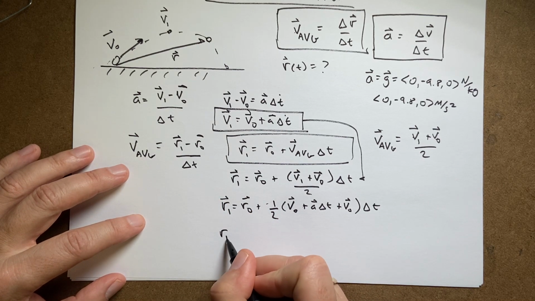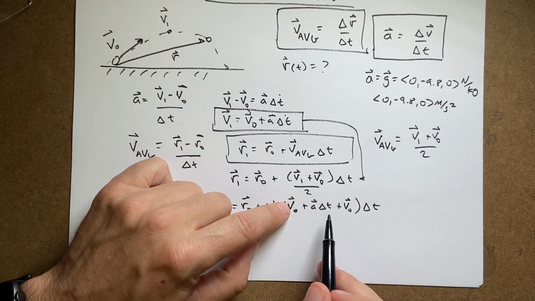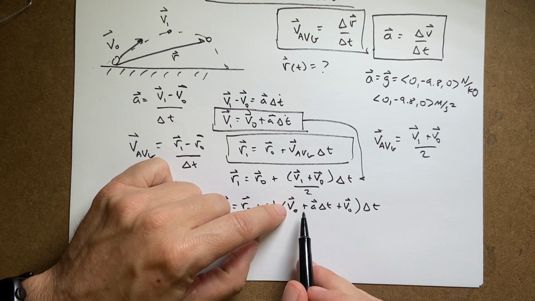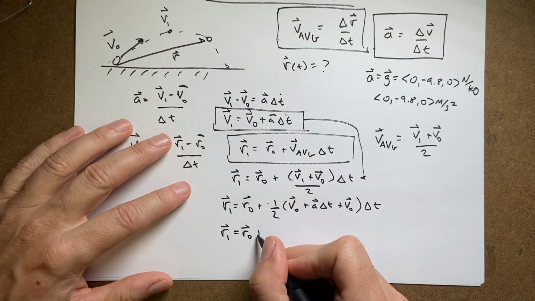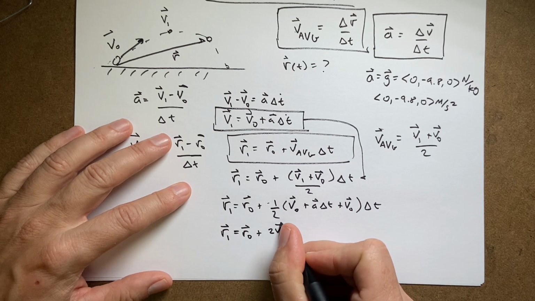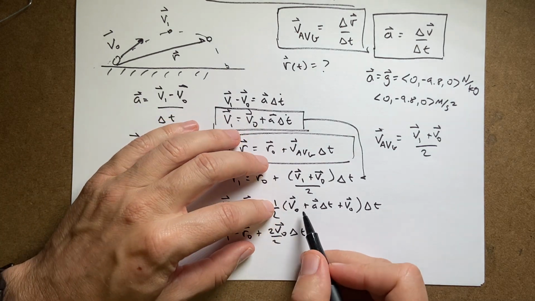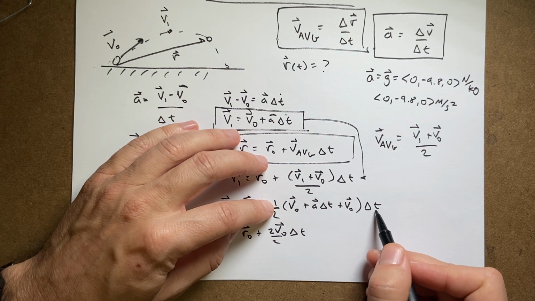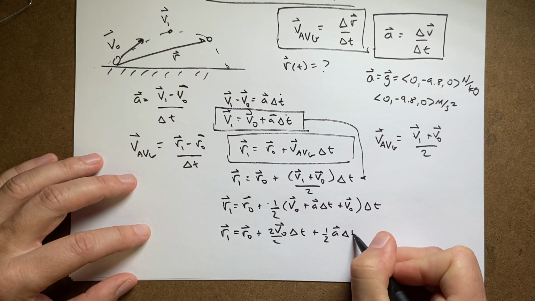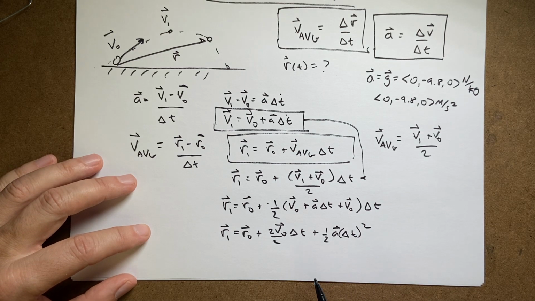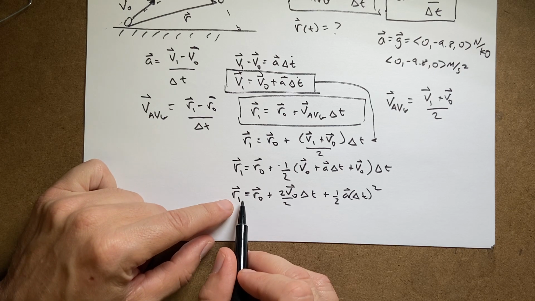Now I can write this as r1 equals r0. I have two v0s. So I get 2v0, add these together, and then I can multiply this by a half. So I'll write that out as plus 2v0 over 2, and then I have a delta t. And then I have 1/2 times a times delta t times another delta t. So I get plus 1/2 a delta t quantity squared.